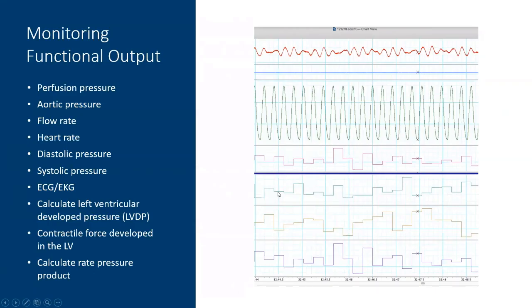We also have the capabilities to record an ECG or an EKG, which gives us an idea of how the development of the action potential is occurring. We can calculate using the algorithms within the software the left ventricular developed pressure, which allows us to get an idea of the contractile force within the heart. And we can lastly calculate the rate pressure product, which is this last window down here, which once again is a mathematical modification of the left ventricular developed pressure multiplied by the heart rate in beats per minute.